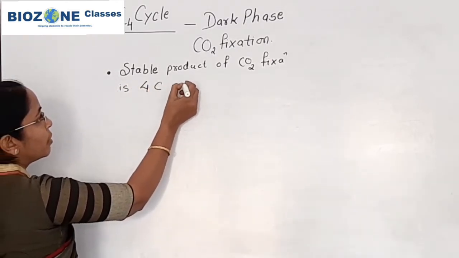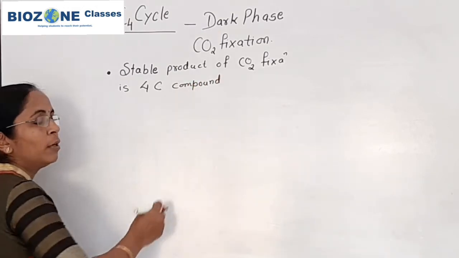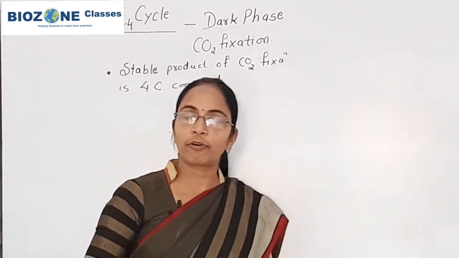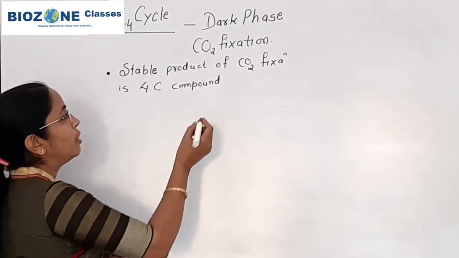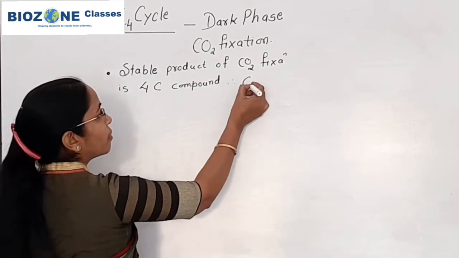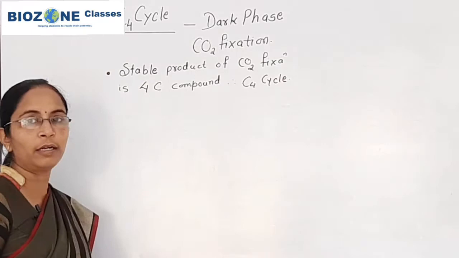a 4 carbon compound. What is that compound that we study when we come towards the C4 cycle? This compound is a 4 carbon compound. Therefore, this path or cycle is called the C4 cycle.